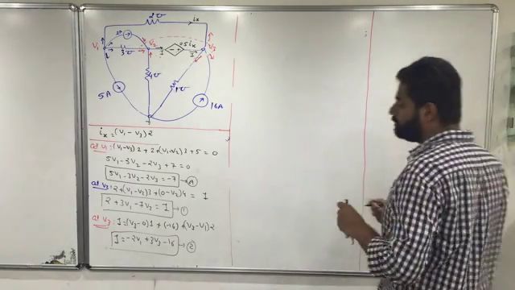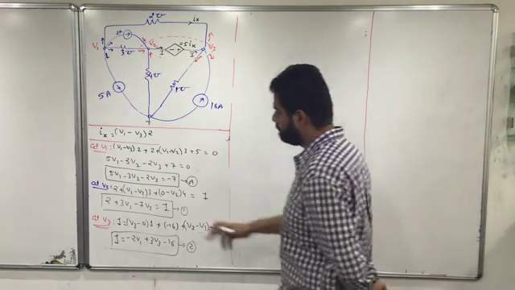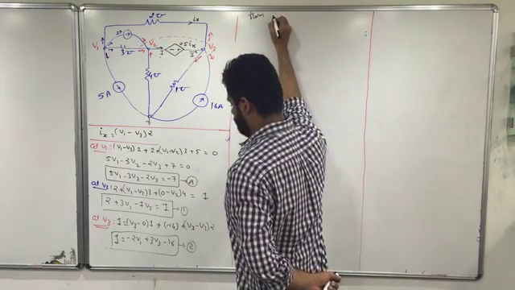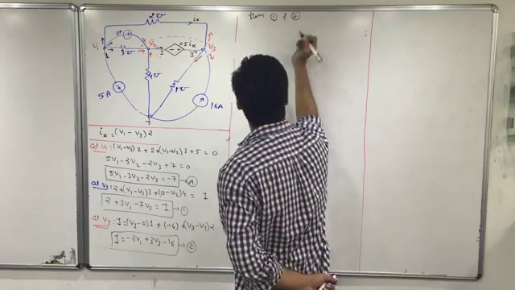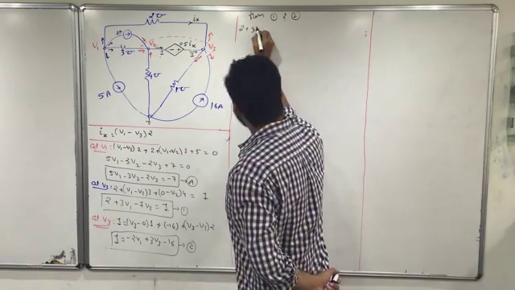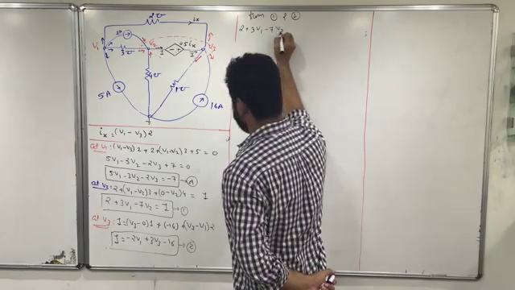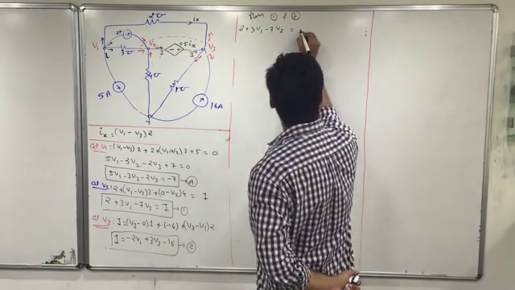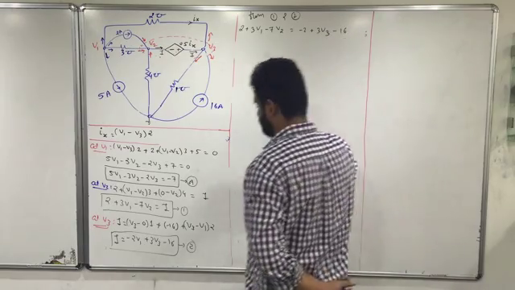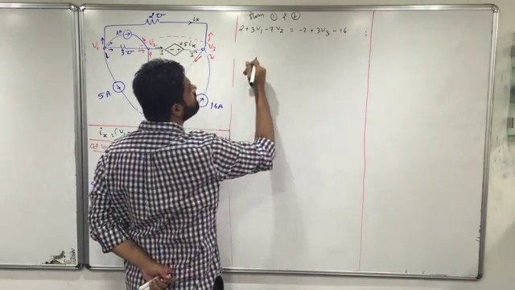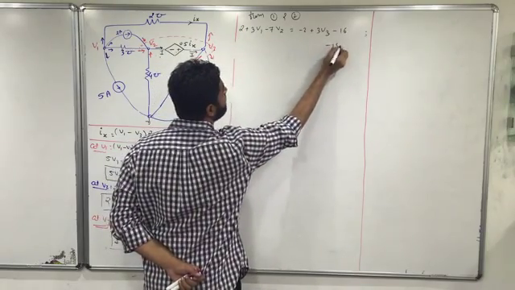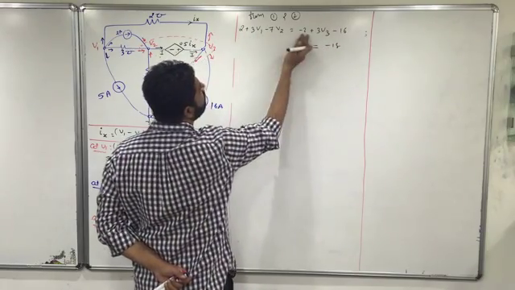I'll compare both the equations. So I can say that from 1 and 2, we can say that 2 plus 3v1 minus 7v2 is equal to minus 2 plus 3v3 minus 16. Fine. So we'll take it this side. It is becoming minus 18 is equal to 3v1.